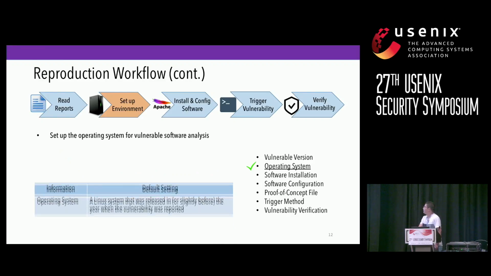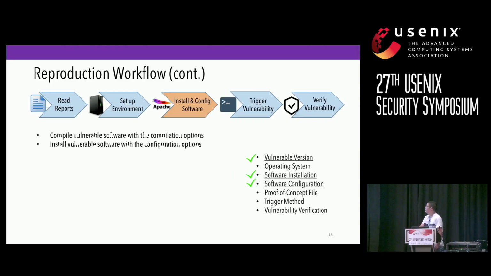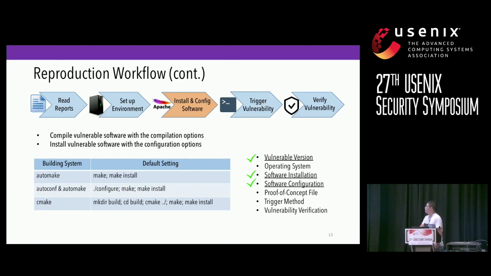Then, we set up an environment for vulnerable software analysis. If this information is missing, we will provide a default setting, a Linux system that was released in or slightly before the year when the vulnerability was reported. The third step is to install and configure the vulnerable software. If this information is missing, we provide a default setting according to the building system of the vulnerable software.